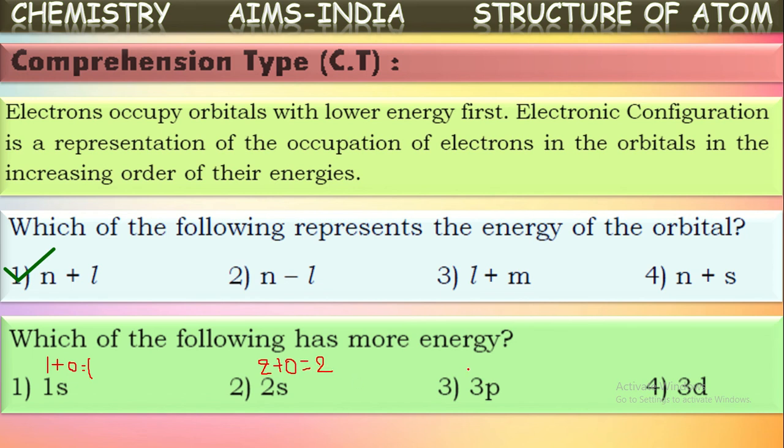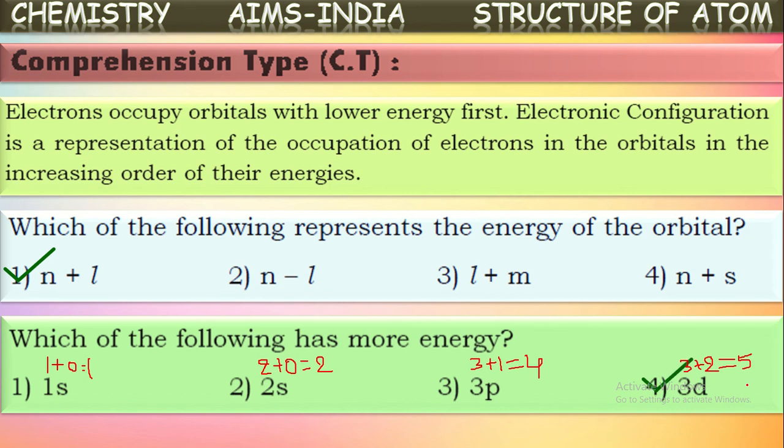What about the third one? N value is 3. L value is 1 because P subshell. Total it becomes 4. And if we see the last one, N value is 3, L value is 2 because D subshell. For a D subshell, azimuthal quantum number value is 2. Total it becomes 5. So which orbital is having greater n plus L value? The same orbital is said to be having greater energy also. Now which is having greater energy?